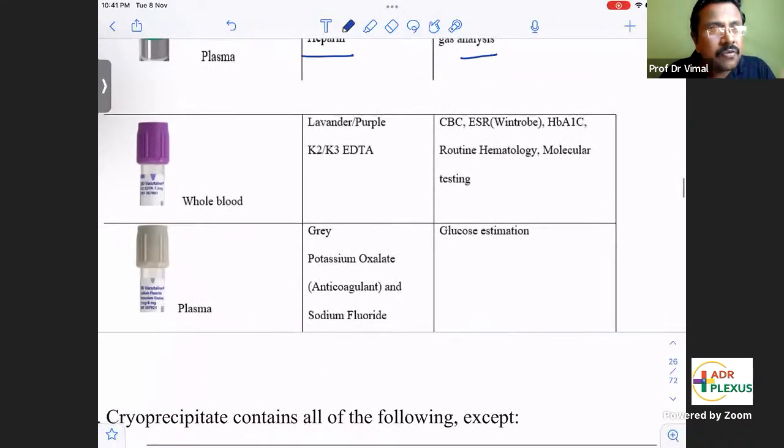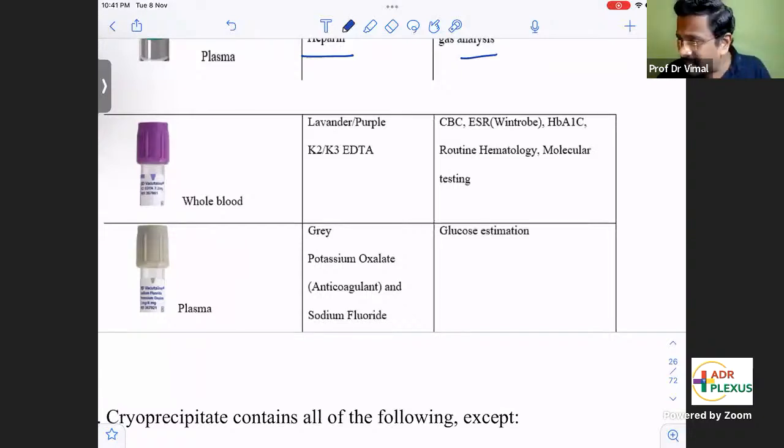And the most commonly used one is the purple colored or lavender topped vacutainer, which contains sodium or potassium EDTA, ethylene diamine tetraacetic acid, as an anticoagulant. It is one of the commonly used in a clinical pathology laboratory, where common blood tests like CBC, ESR, Wintrobe, HbA1c are done. For all biochemical tests, we will think of the red topped one. If they specifically ask HbA1c, please choose the purple color one. And also routine hematology, RBC count, WBC count, all these counts, CBC. And also for molecular testing, we use a purple or lavender color one.